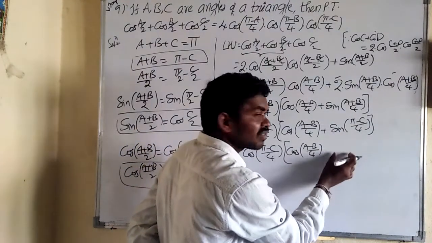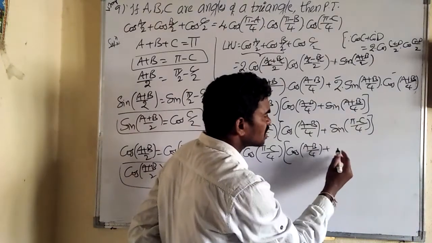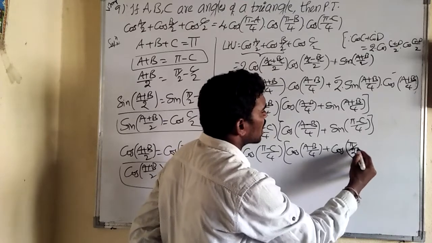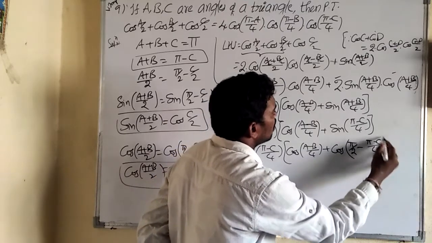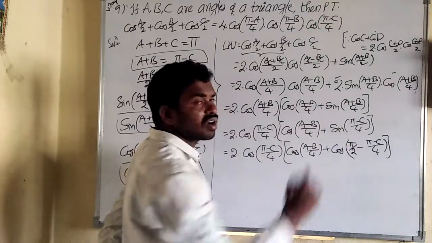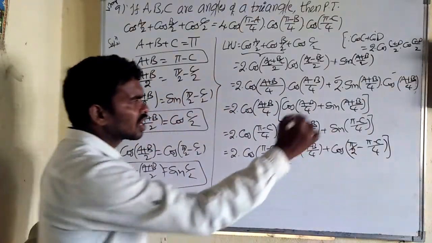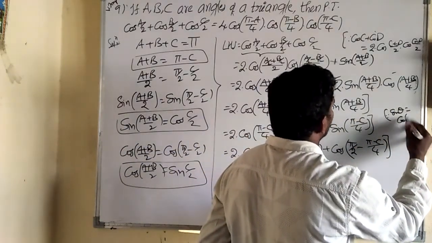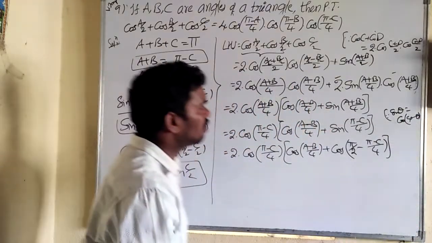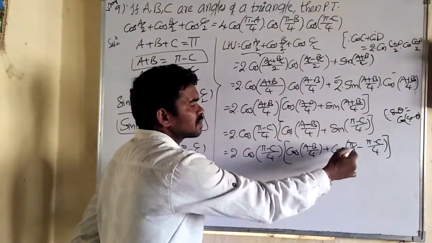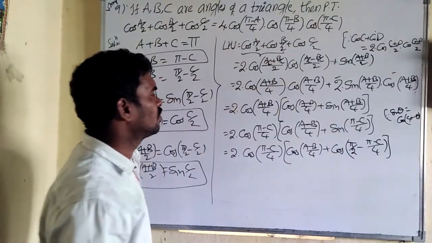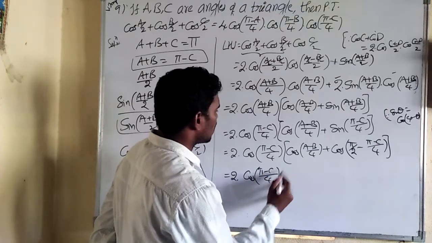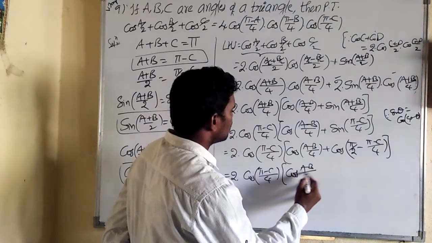How can we write it in terms of cos? We should express this term in terms of cos. How? Sin theta can be expressed as cos of 90 minus theta. So that formula is used. Instead of sin (pi minus c)/4, I express it as cos of (pi/2 minus (pi minus c)/4). So now this is equal to 2 cos (pi minus c)/4 into cos (a minus b)/4 plus cos.